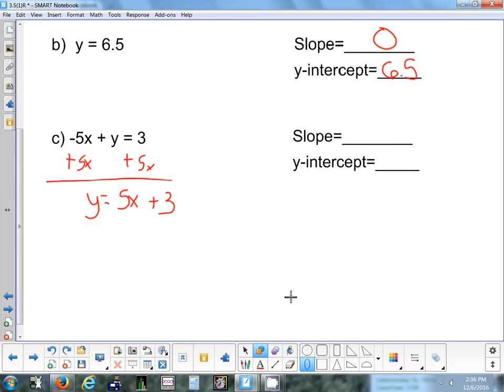Ashley A, give me the slope. Excellent. Very good. And last but not least, I'm going to put the pressure on Howie to end it off today. Howie, what's the y-intercept? 3.